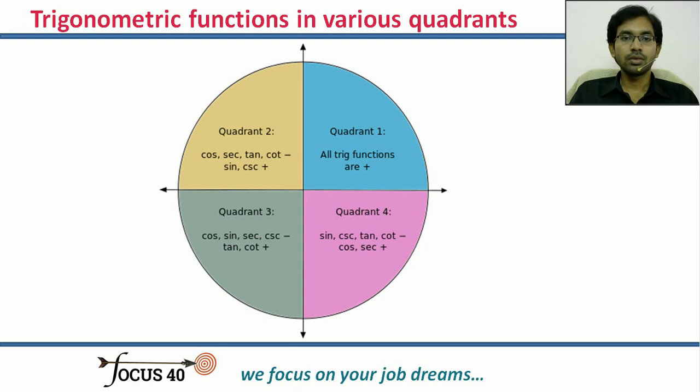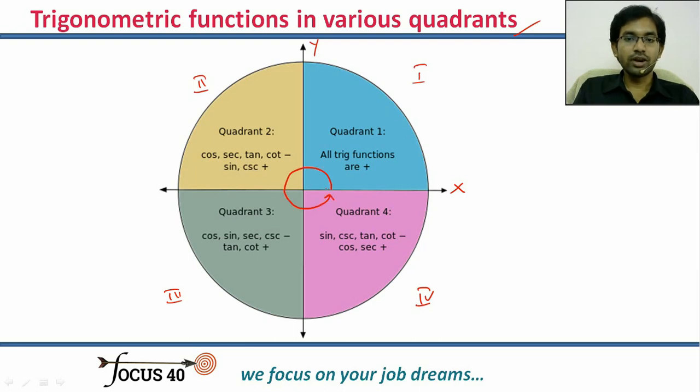Now let us see how the trigonometric functions behave in various quadrants. So let us divide the plane into 4 quadrants. This is the first quadrant, this is the second quadrant, this is the third quadrant, and this is the fourth quadrant. And let us say this is the x-axis, the horizontal one, and this is the y-axis. The angle starts from the x-axis in the anti-clockwise direction.